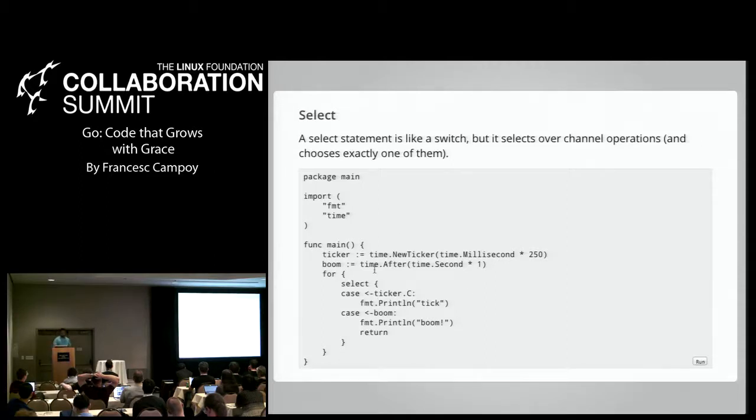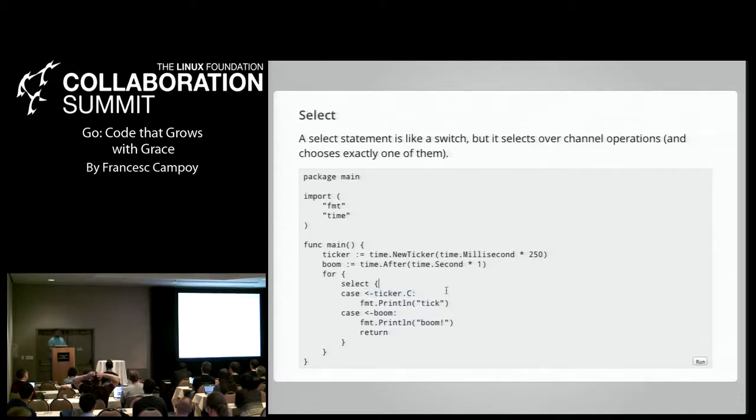So in this case, we have two different variables, ticker and boom. Ticker is a channel of timestamps, and it will get a new value into the channel every 250 milliseconds. Boom is also a channel with timestamps, but it will send only one value after 1 second. So if we run this, we're going to be looping forever. This is an infinite loop, which is pretty short. And in every loop, we're going to have this select, and we're going to try to read from both ticker and boom.